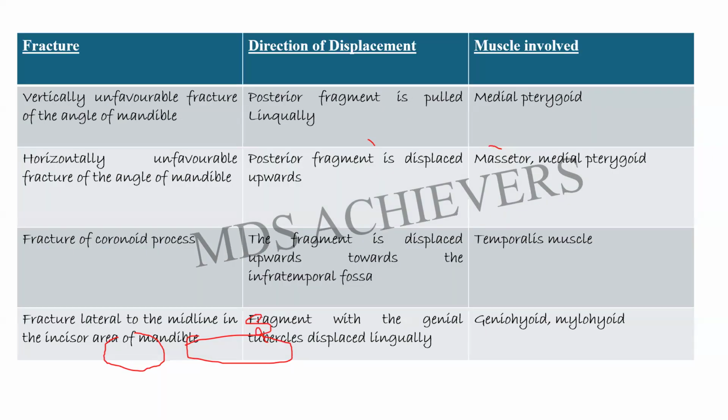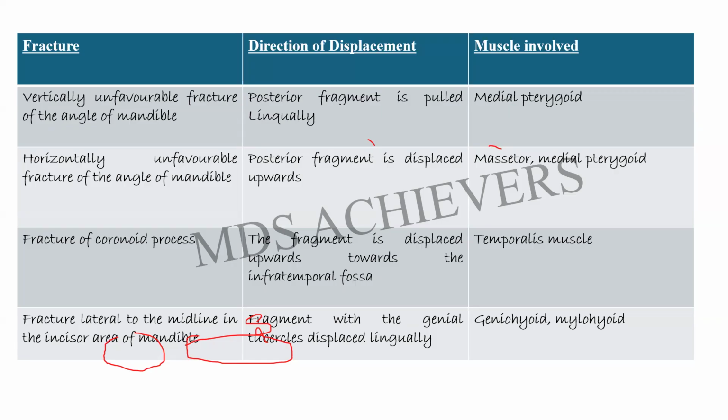And the vertical unfavorable fracture of the angle of the mandible: the posterior fragment is pulled lingually, and the muscle involved is the medial pterygoid. In a horizontally unfavorable fracture of the angle of the mandible, the masseter and medial pterygoid will be pulling the fragment upwards. And in fracture of the coronoid process, the fragment is displaced upwards towards the infratemporal fossa.